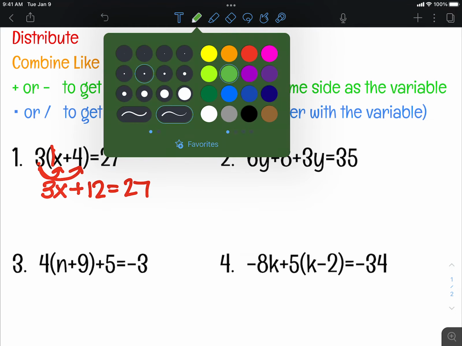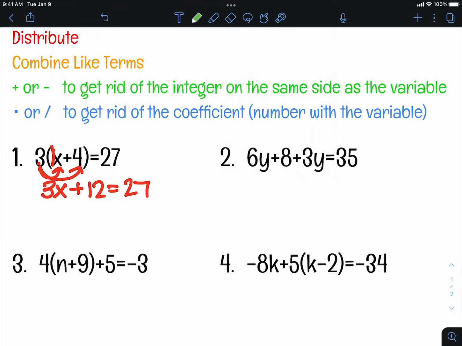Next, we have to add or subtract to get the integer away from the variable. So our variable's on the left here. We have that integer 12 with it. We don't want that 12 there. So we're going to do the inverse of addition, and we're going to subtract that 12 to get rid of it. And we have to do the same thing to both sides to keep it balanced.